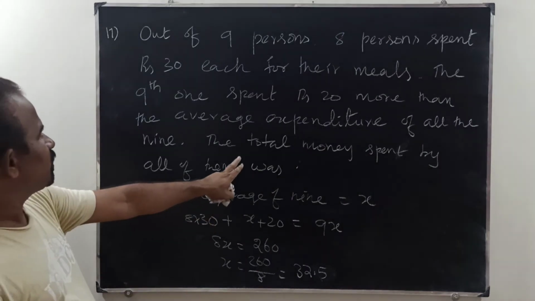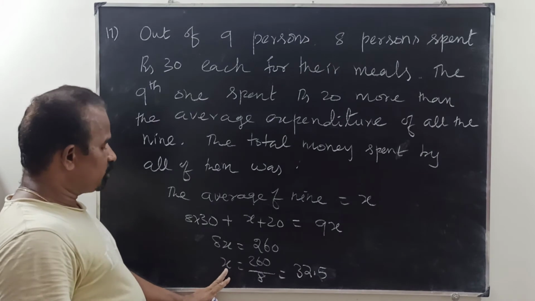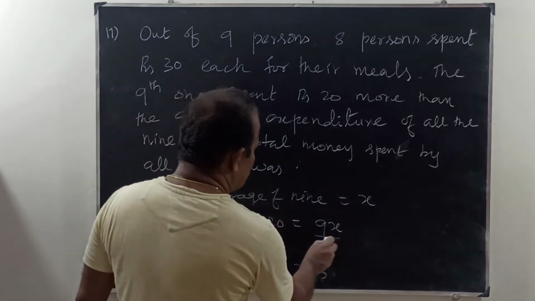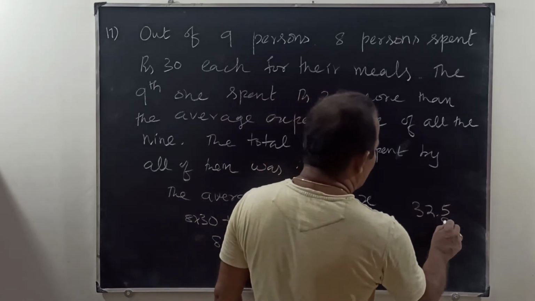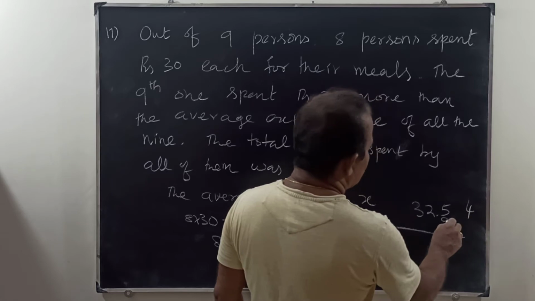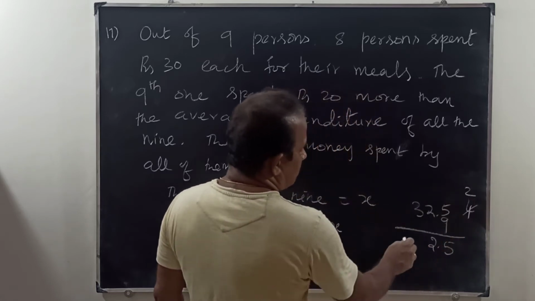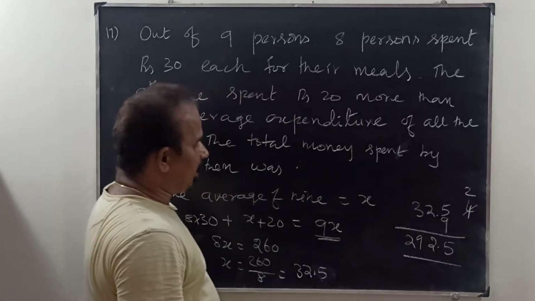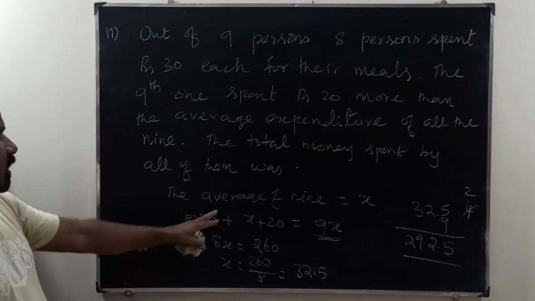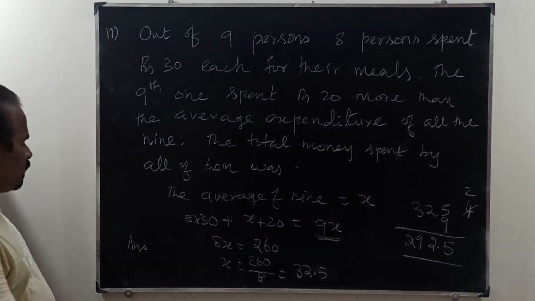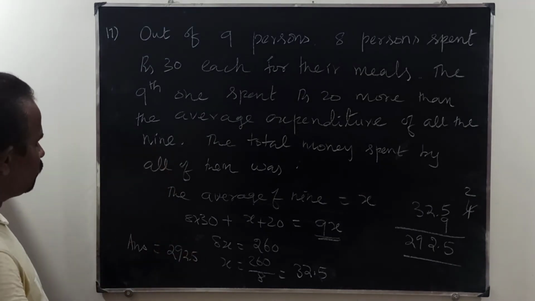This is x. What they are asking is the total money spent by all of them. So x is equal to 32.5, and the total money spent is 9x. So 32.5 into 9 is 292.5. The total expenditure of all the 9 persons is equal to 292.5.